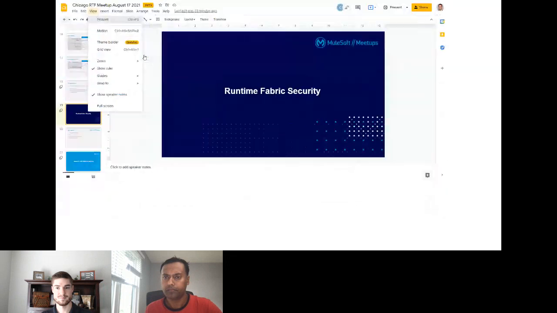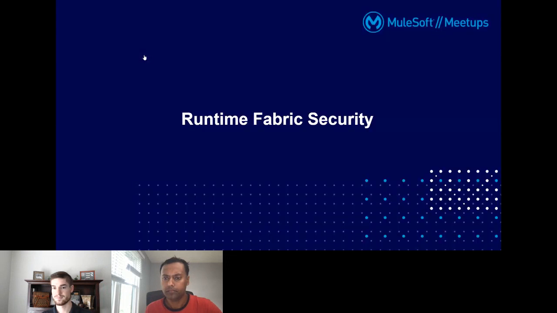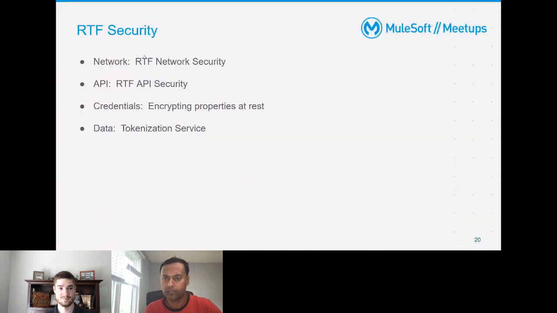So what I'm going to do is talk about Runtime Fabric security. I'm going to approach it from a top-down approach. I'm going to start with the network, because if you don't really secure your network, what's the point? Everything else is good. That's the most important part to secure. Then I'll focus on how you're securing your APIs deployed to Runtime Fabric, talk about securing credentials, and finally, I'll turn it back over to Connor, where he will talk about securing your data through the tokenization service.